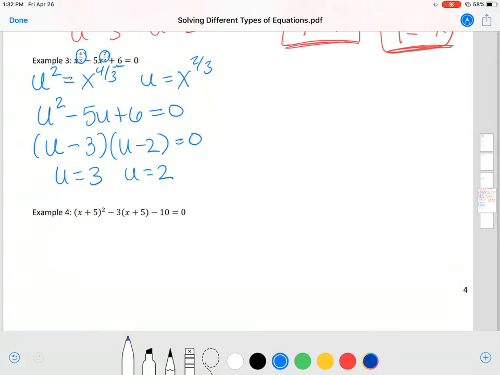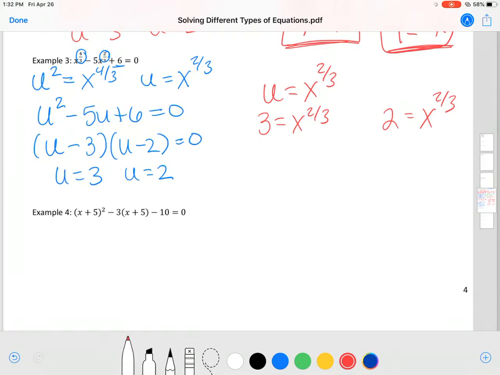We're not done yet though because the equation wants us to solve for x. And we've only solved for u at this point. So I have to go back in and find out what x is. Well, we said that u is equal to x to the 2/3. So since u is 3 or u is 2, I'm going to set each of those equal and come up with my two little mini equations.